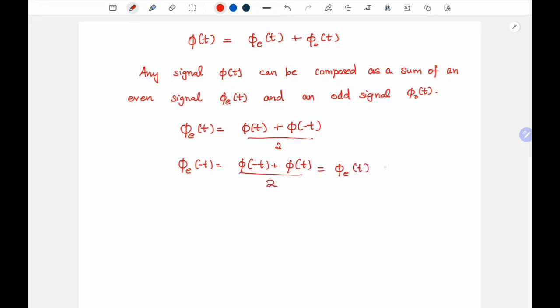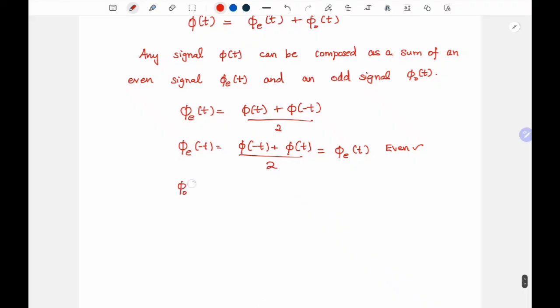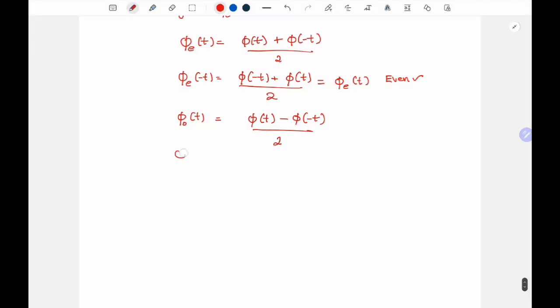And for odd signal, what do I do? I just take phi of t minus phi of minus t by 2. Now if you take minus t, you will get a negative sign extra. Then it will be an odd function, correct? If you want to quickly see it, phi of minus t minus phi of t by 2 is nothing but minus phi o of t. So this is an odd function.